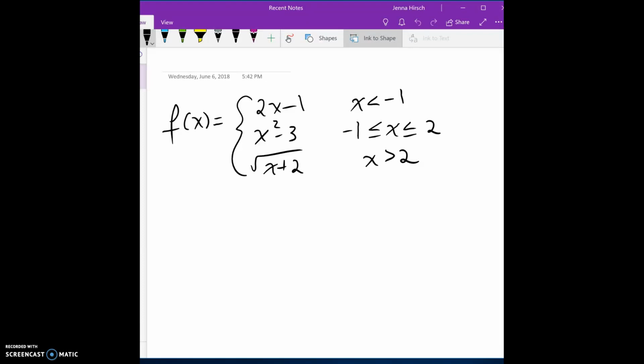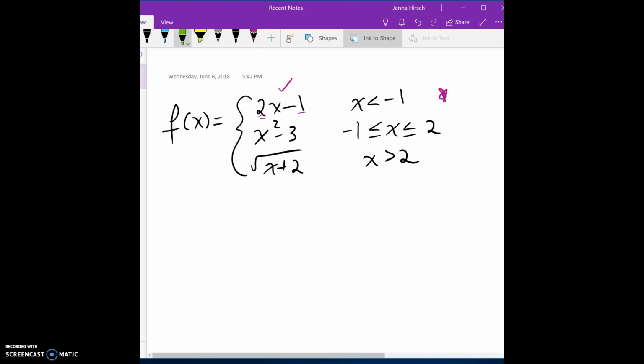Let's try one more example with graphing piecewise functions on the Cartesian plane. In this case, we're going to look at a function that has three different pieces. The first piece, anytime our x values are less than -1, we are going to graph a line, y equals 2x minus 1. It's a line with slope 2 and a y-intercept of -1.